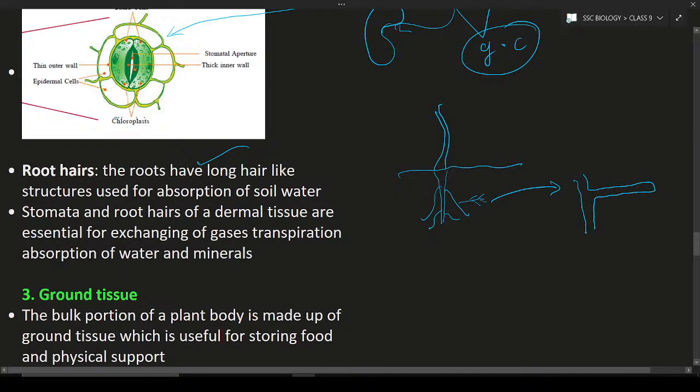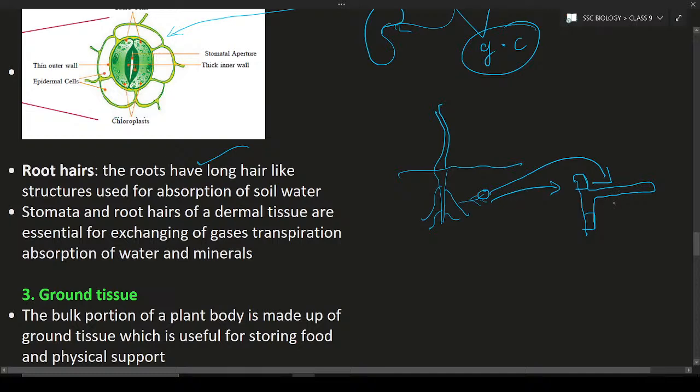Okay, root hairs are in this way. So these are the cells. We are observing the small cells over here. It is going to look in this way. This is known as root hair. It is very, very small. If you observe clearly, they look very, very tiny.